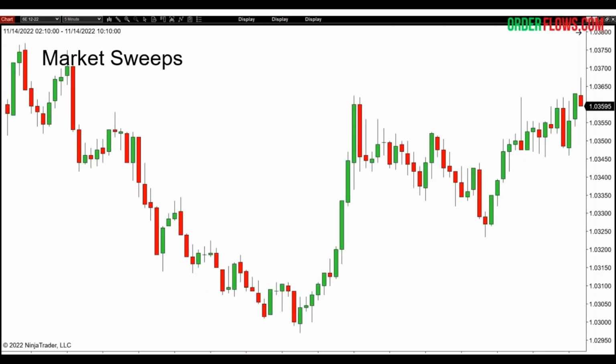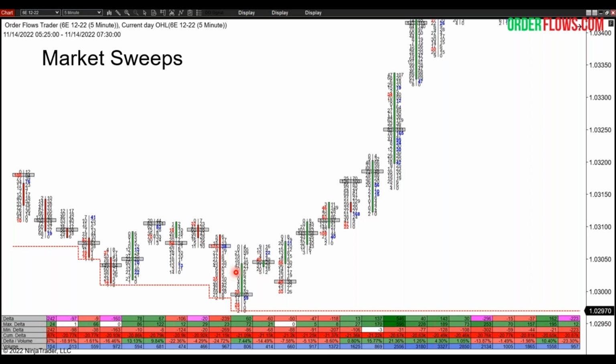Now on a bar chart, you're not going to be able to see where sweeps take place. You're not going to be able to tell, is there somebody trading through several levels at once on one big order? You can't. Anybody that tells you they can see that on a bar chart is just talking nonsense. Now on a footprint chart, you can see it.